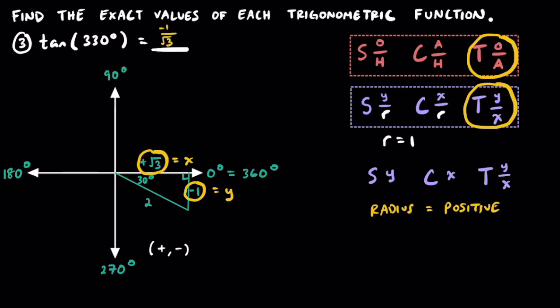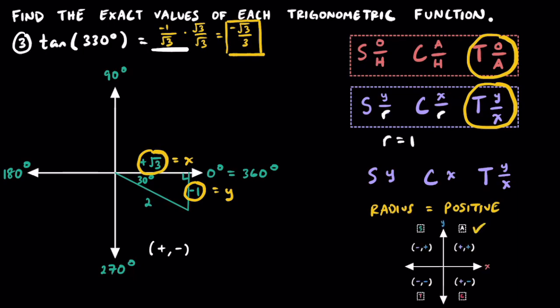Once again, we're going to have to rationalize this, just like the last problem. We're going to have to multiply by root 3 over root 3, and this will be negative square root of 3 over a regular 3. Okay, and so this would be our exact value for this trig function.